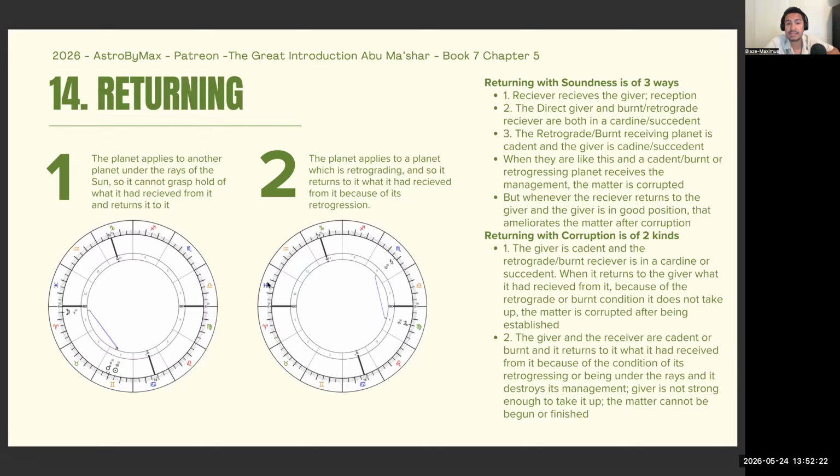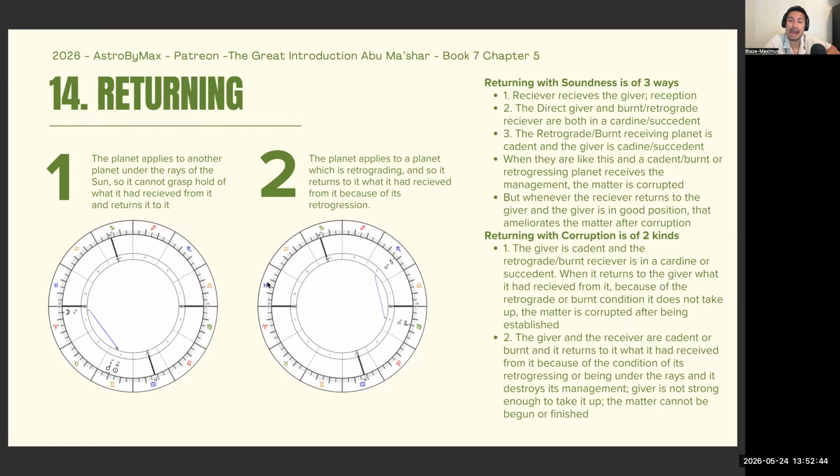Whereas the second one here is that if the planet applies to a planet which is retrograding, it returns to it what it had received from it because of its retrogradation. So it's like if a planet applied to a planet initially, and then it went retrograde and it's coming back to aspect again, it's returning whatever it had received because of that retrogression.